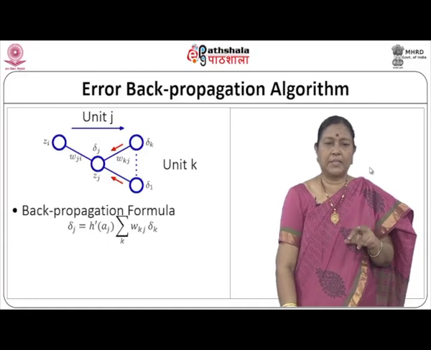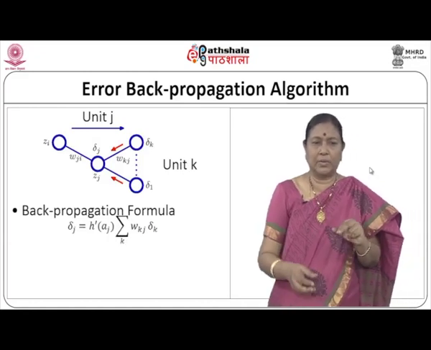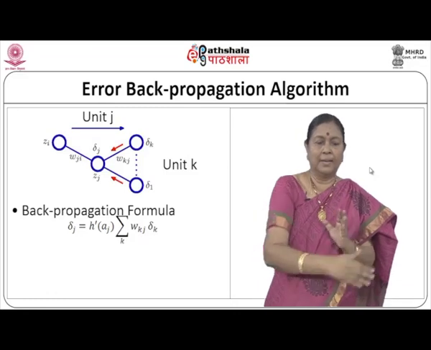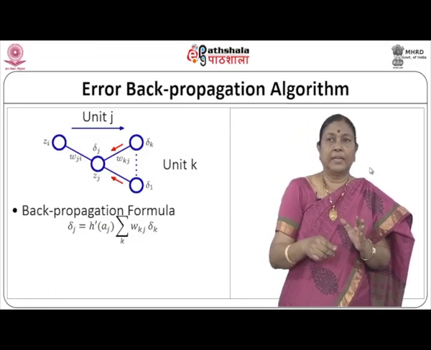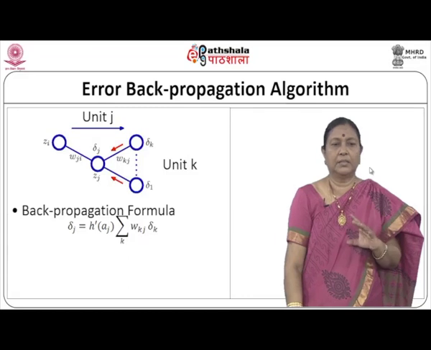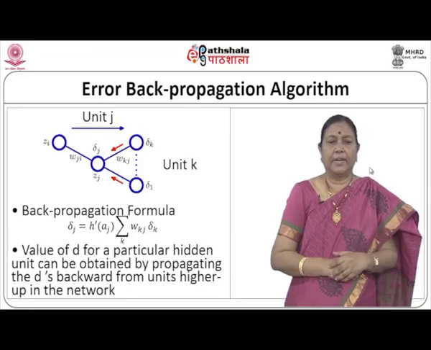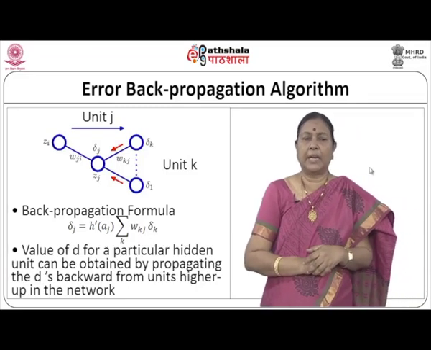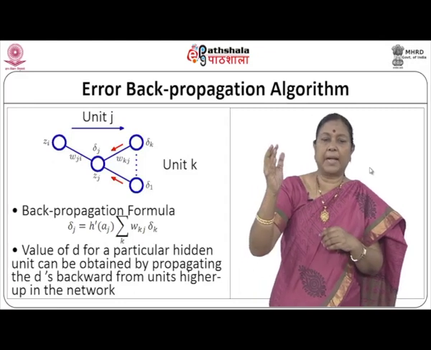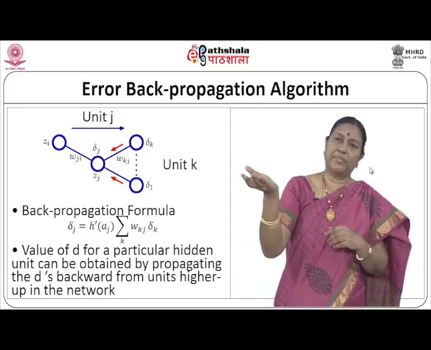The backpropagation formula is delta j is equal to h dash of aj times the sum of wkj delta k. You are going back from the unit k. The value of delta for a particular hidden unit can be obtained by propagating the deltas backward from units higher up in the network.